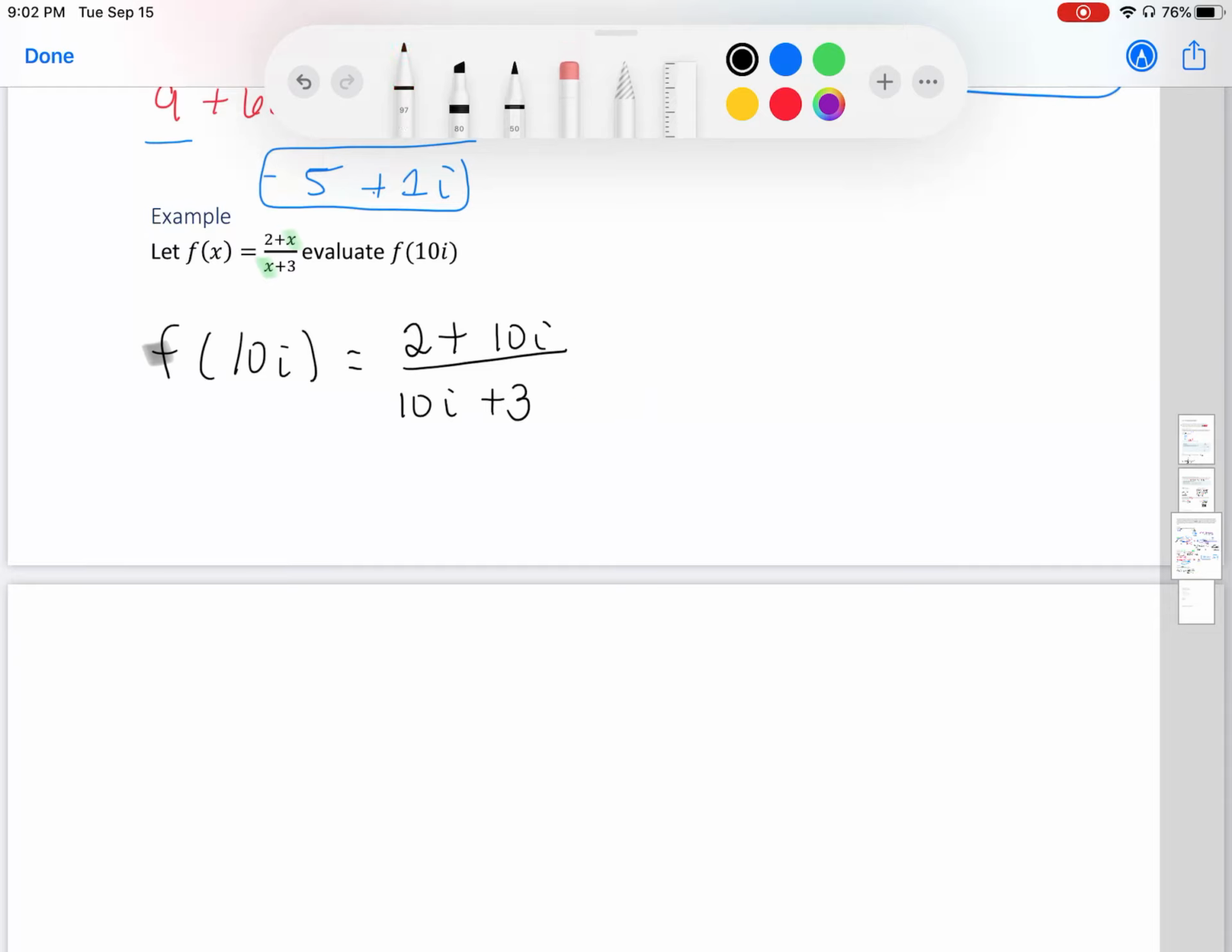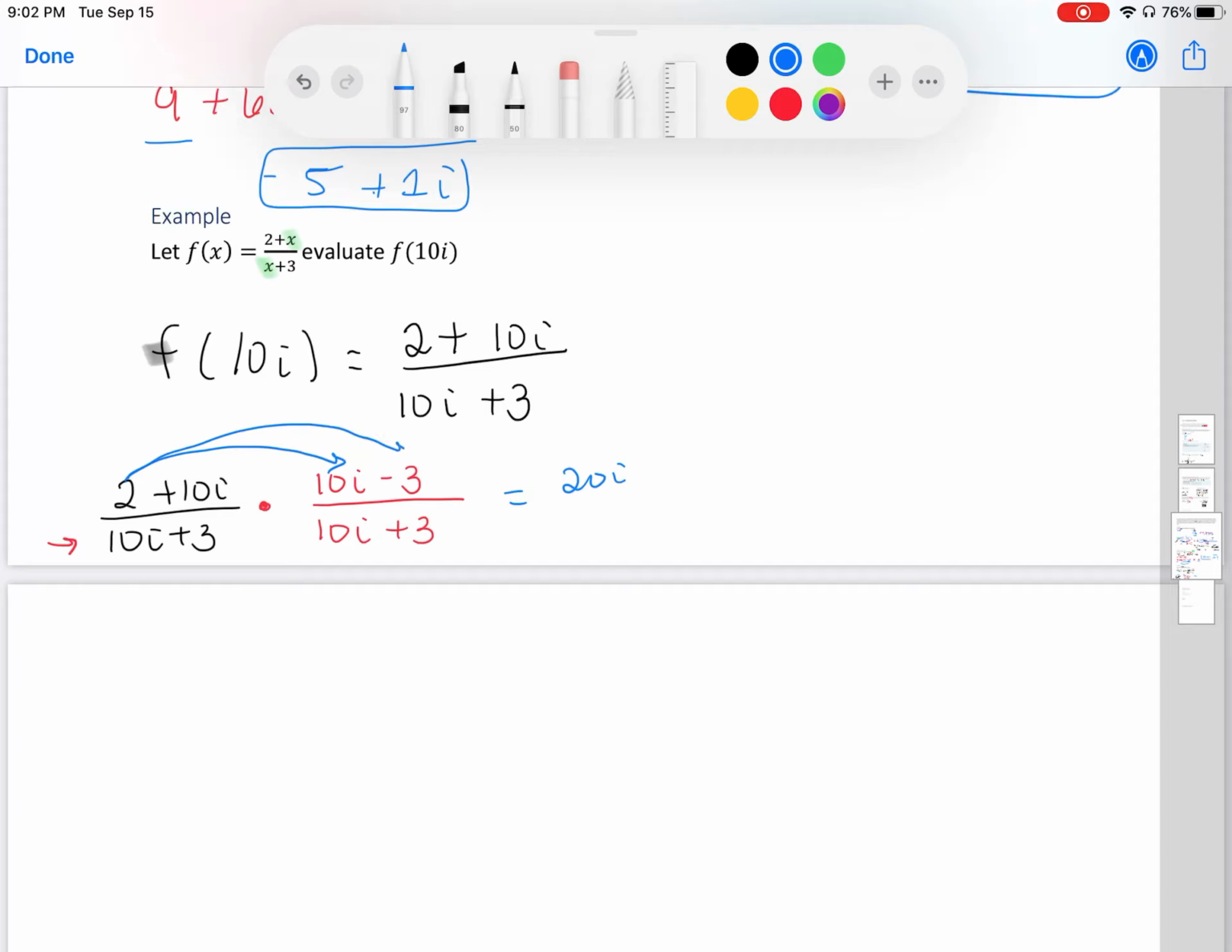So next we multiply that (2 plus 10i) divided by (10i plus 3). We're going to multiply by the conjugate. So I have (10i minus 3) over (10i minus 3), and this is the conjugate of your denominator. So we need to multiply: 2 times 10i, we get 20i. 2 times negative 3, negative 6. 10i times 10i, 100i squared. And 10i times negative 3, negative 30i.